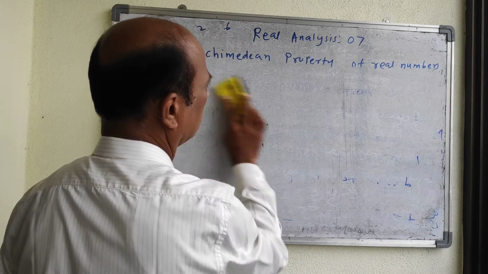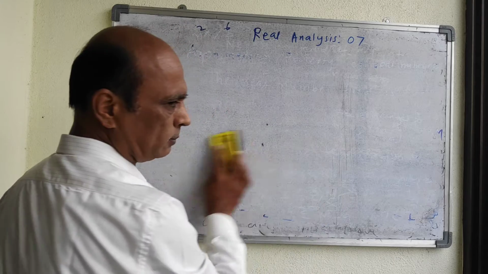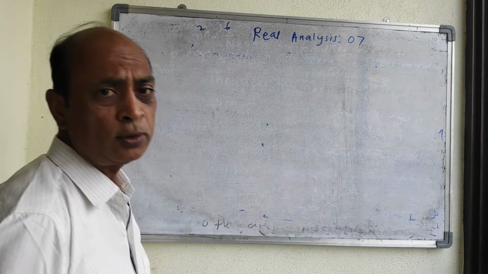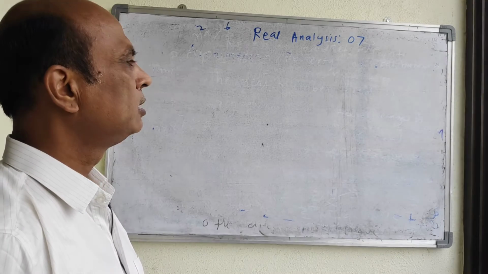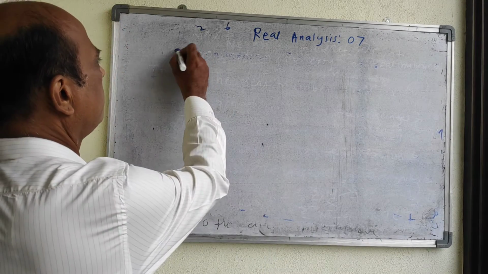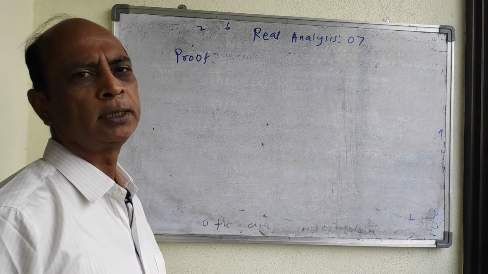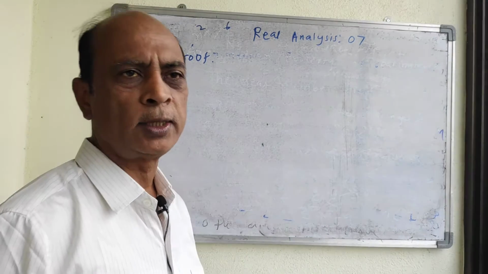So what is the theorem? If A and B are any two positive real numbers, then there exists a positive integer n such that nA is greater than B. So we will prove this theorem by the method of contradiction. All of you know the method of contradiction.